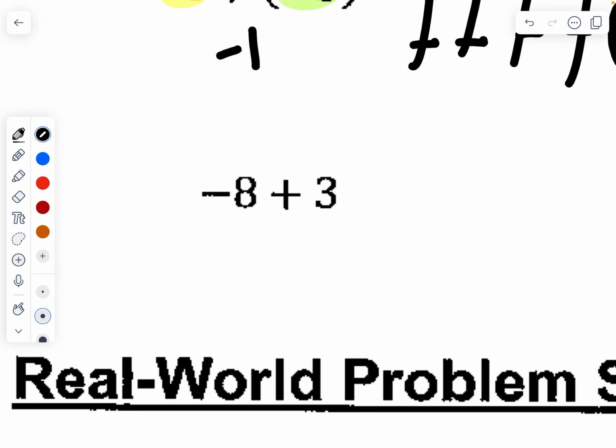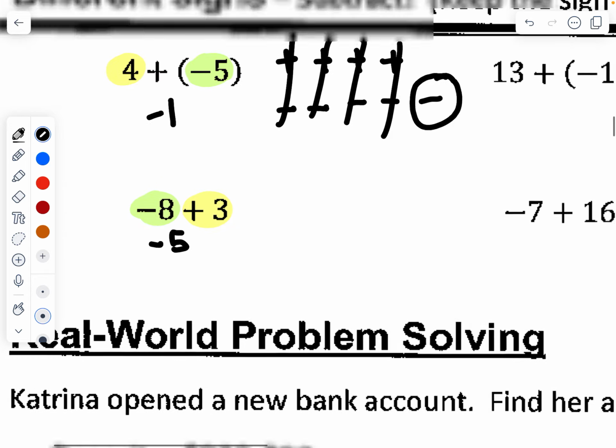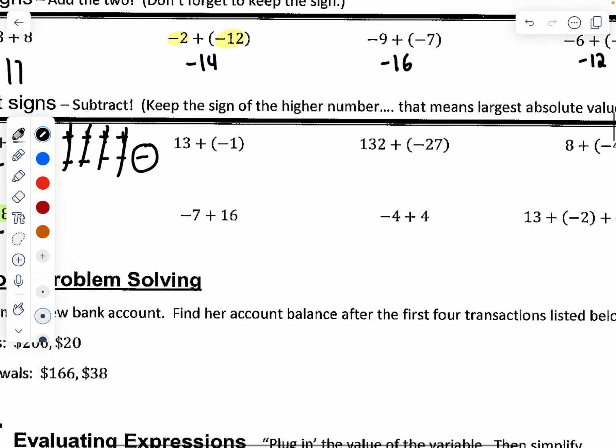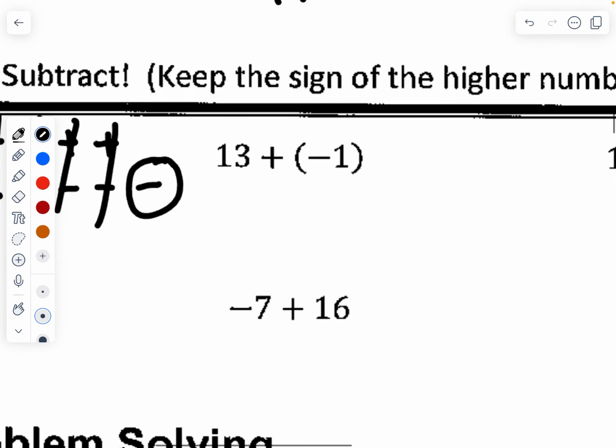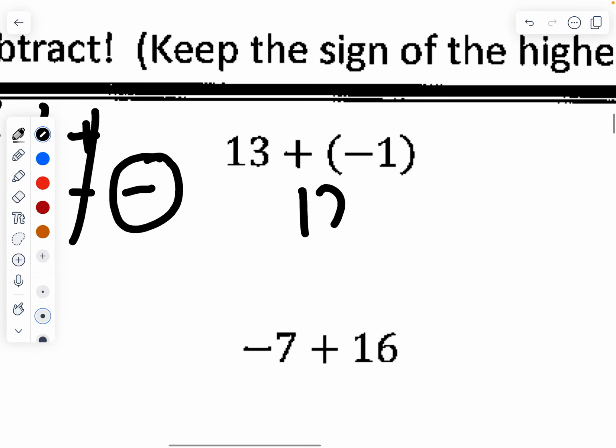-8 plus 3, again, it looks like we have two different signs here. We have a negative and a positive. Again, highlight the number and the sign in front of it. Different signs subtract, so 8 minus 3 is 5, and 8 is further from 0, so it'd be a negative. I want you guys to go ahead and pause the video, take these rules that we've learned, and find out the rest of them. Alrighty, 13 plus -1, that is 12.